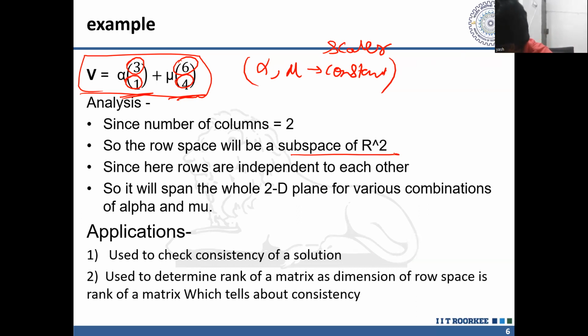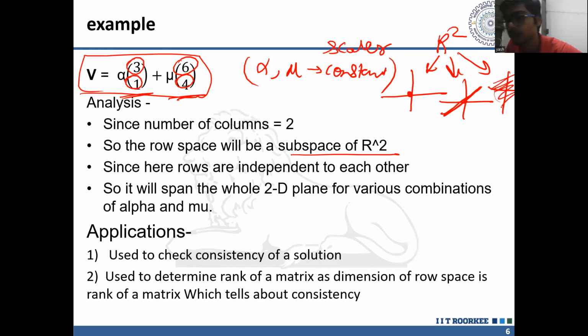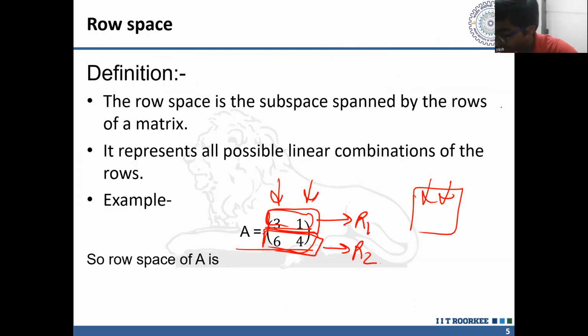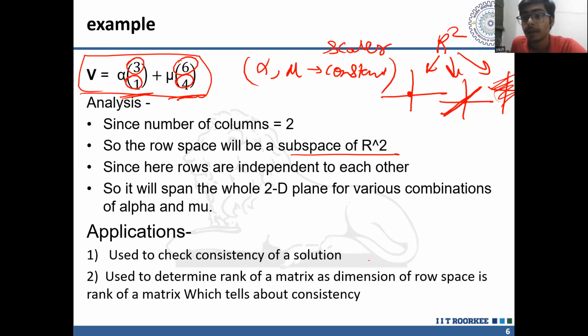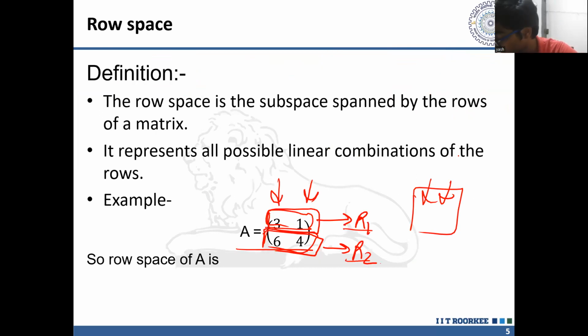All possible subspaces of R2 can be only the null vector, or any line passing through the origin, or the whole plane. Since in our case both the rows are independent of each other, they will span the whole XY region, because both the vectors, 3, 1 and 6, 4, are independent of each other.